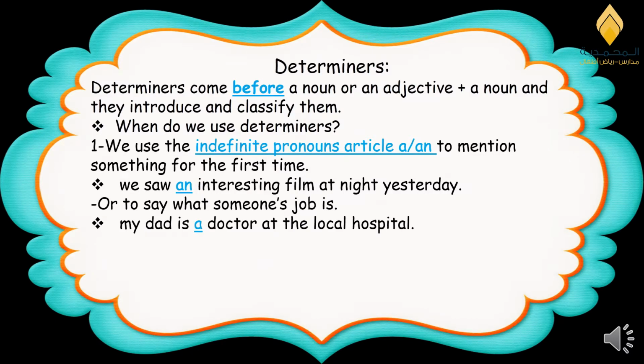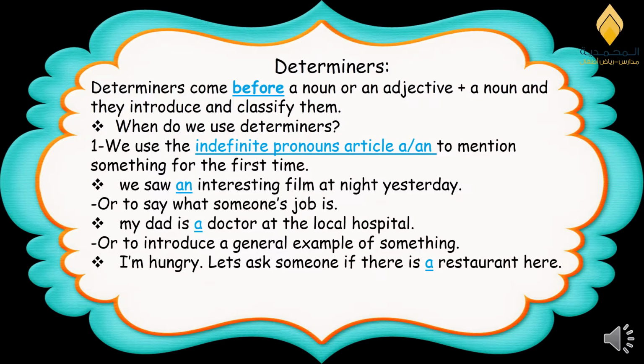Or when do we use determiners? Or to say what someone's job is. For example, I say, my dad is a doctor at the local hospital. Okay? So I'm telling you about someone's job, father's job, mother's job, whoever. Okay? You have to put a or an before the job of this person.